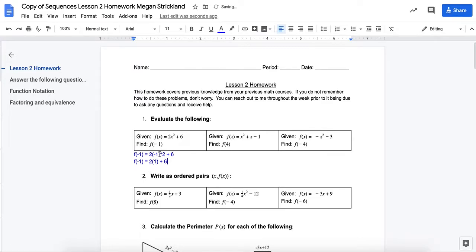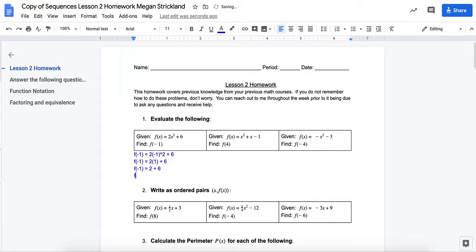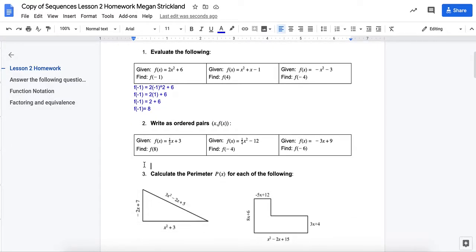So I have -1 squared, which gives me 1, okay? And then I have 2 times 1, which gives me 2. And then 2 plus 6, which gives me 8. And that would be my answer for this problem. Again, please make sure that you're showing me all of your work for every single problem and not just giving me the answer.